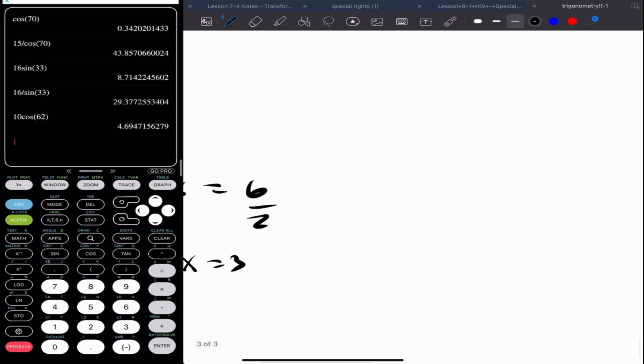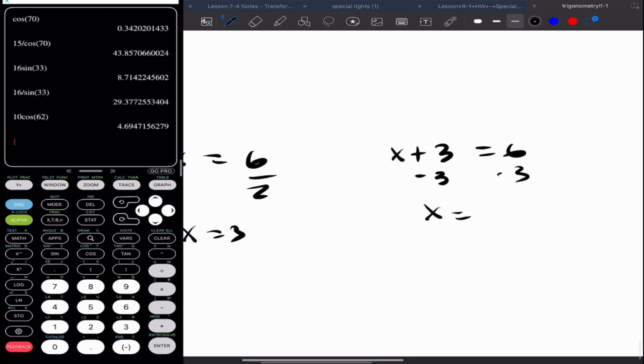Or if I have x plus 3 equals 6, this is my addition being involved. I gotta undo the addition by using the inverse operation, where I'm going to say subtracting. The opposite of addition is subtraction, so I gotta subtract 3 from both sides, so x is equal to 3, right? So we're basically undoing.